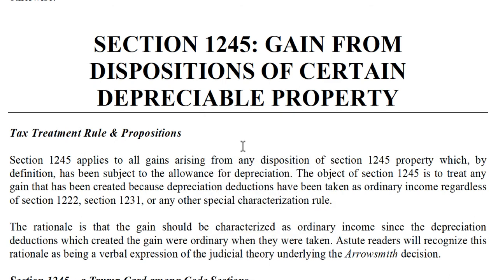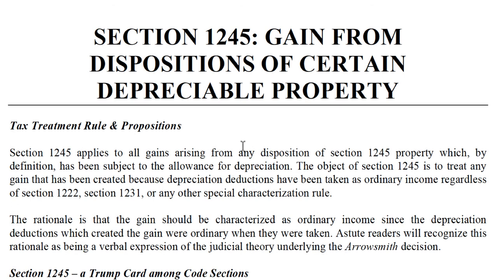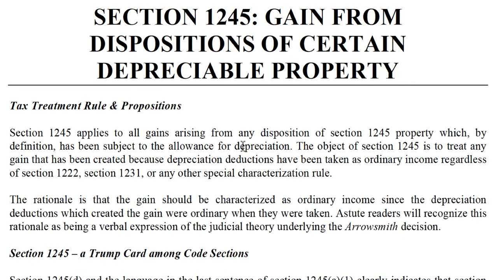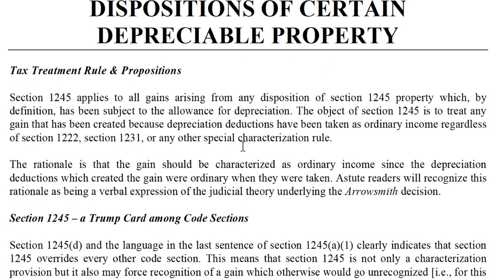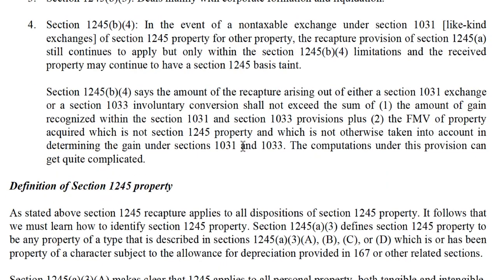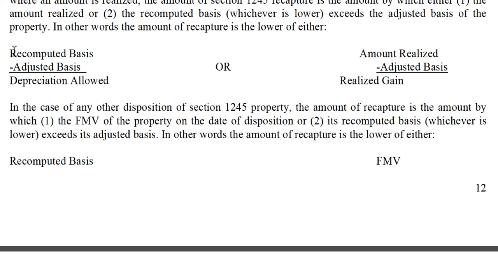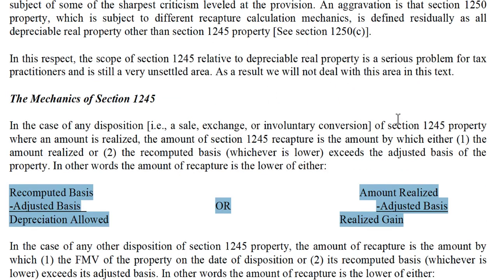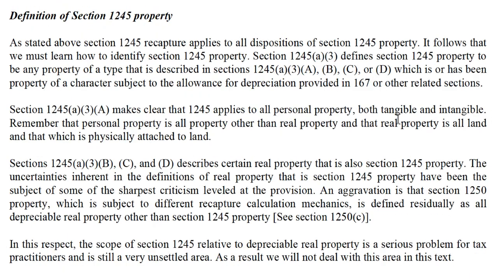If you sell it and it's 1231 or it's capital, you have to recapture the lesser of the realized gain, okay? You have to recapture the lesser of, and that's what this computation is here. The lesser of the realized gain or the amount of depreciation, whichever is lesser. Okay, and that amount will be considered ordinary income.